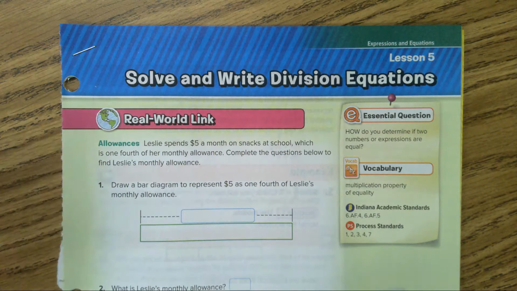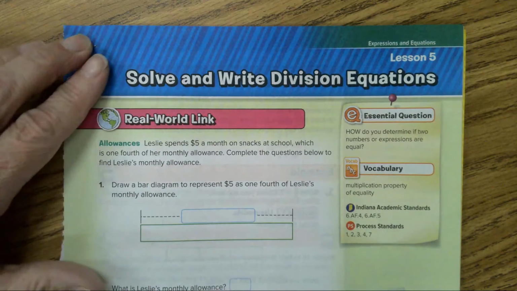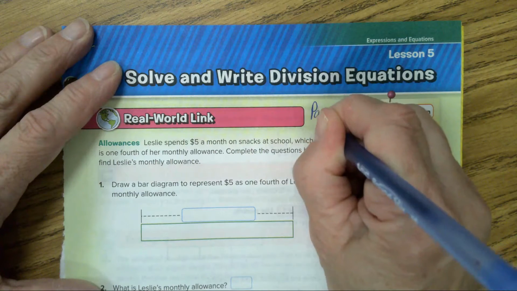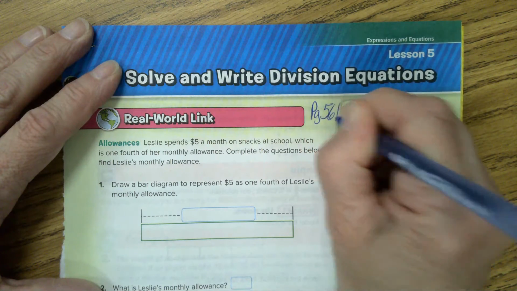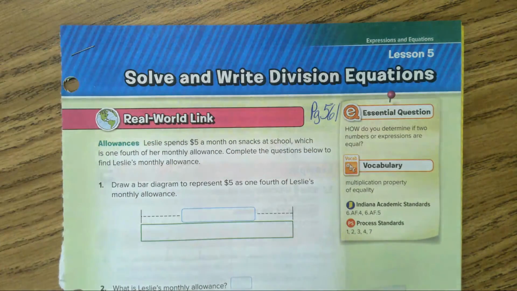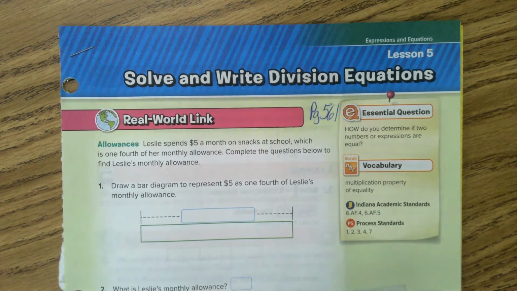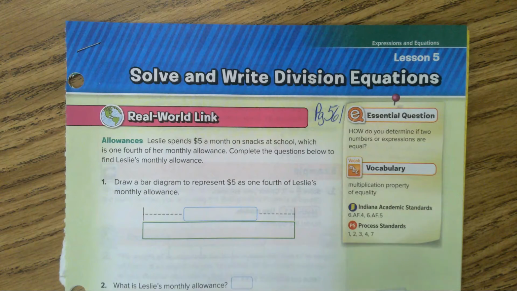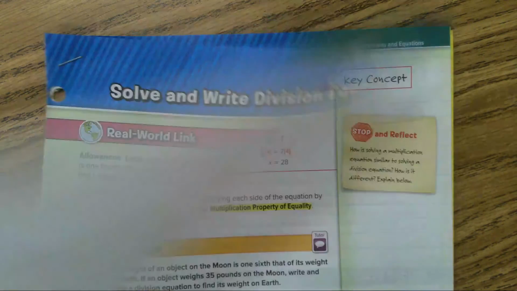So our lesson is lesson 5 on page 561, but we're going to go right on to the next page, 562. We're not going to do the real world link today. So this is lesson 5. Solve and write division equations. These are our one-step equations. We're going to move on to page 562.